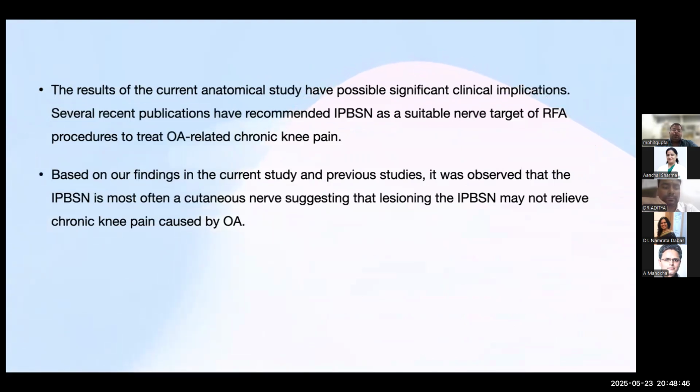The results of the current anatomical study have possible significant clinical implications. Several recent publications have recommended the infrapatellar branch as a suitable nerve target for RFA procedures to treat OA-related chronic knee pain. Based on our findings and previous studies, the infrapatellar branch is most often a cutaneous nerve, suggesting that lesioning the infrapatellar branch may not relieve chronic knee pain caused by OA.